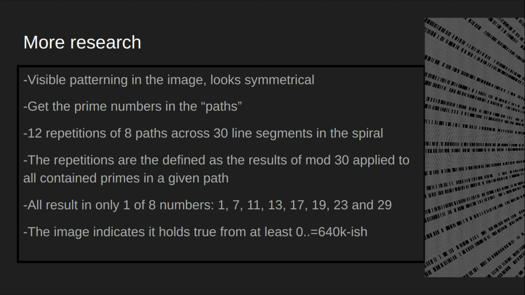Paths, the term chosen here because they go in straight lines. The repetitions are defined as the results of a mod 30 function applied to all the contained primes in the given path. Essentially, all of them along the line will result from a mod 30 function in either 1, 7, 11, 13, 17, 19, 23, or 29. The image indicates that it holds true from at least 0 to about 640,000-ish.